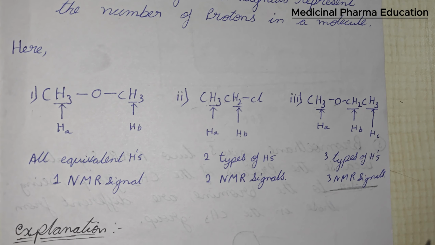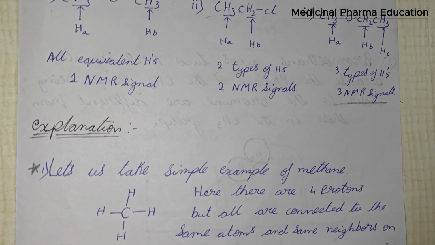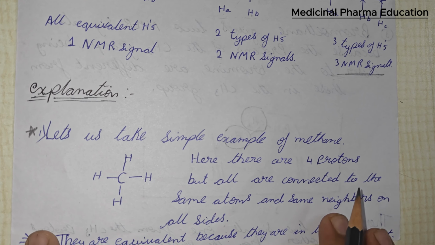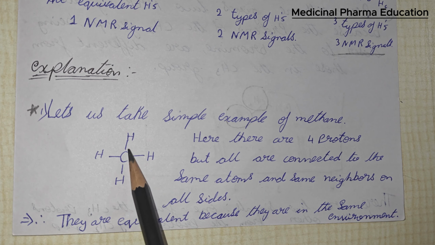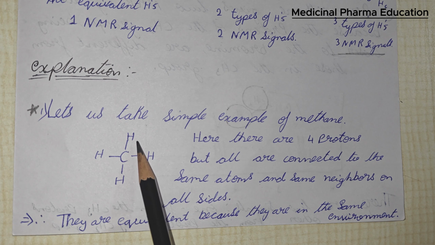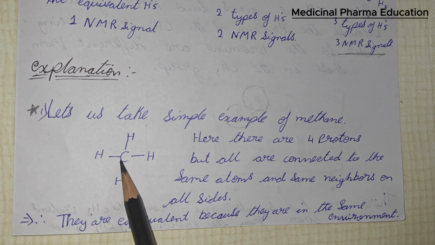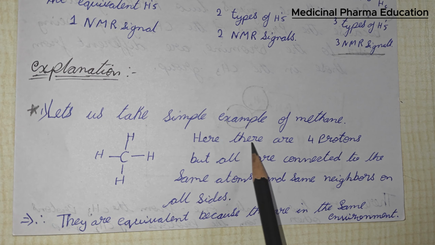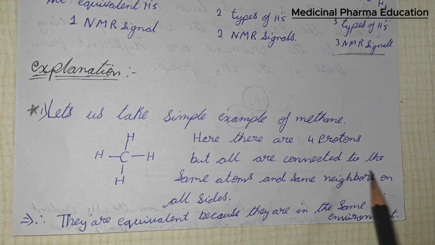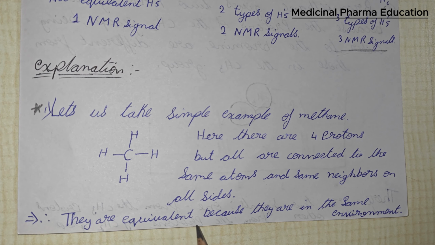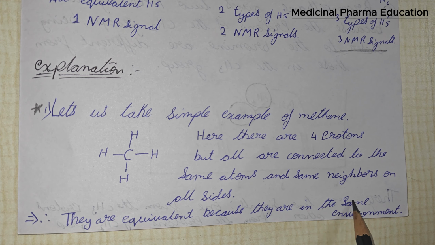If you have not understood this topic, I'll explain in detail. You can easily understand. See, let us take a simple example of methane. See here, how many signals are there? Here only one signal, because all the four hydrogens have the same neighboring atoms and are attached to the carbon, so it is the same. Here there are four protons, but all are connected to the same atom and the same neighbors on all sides. They are equivalent because they are in the same environment, so there is only one signal.